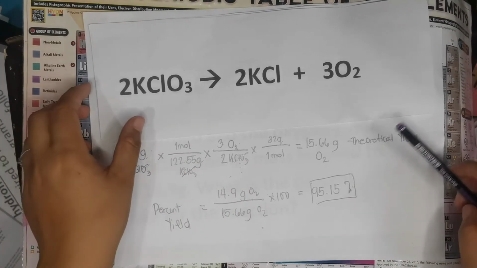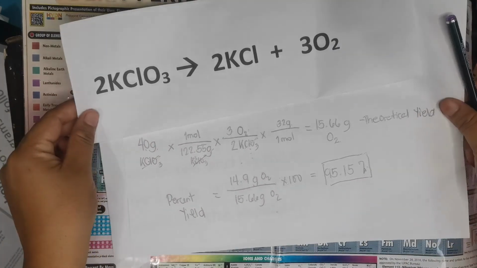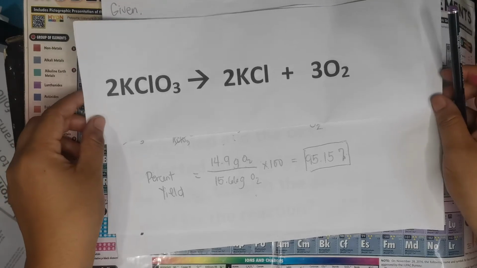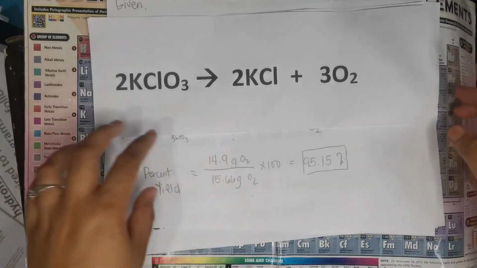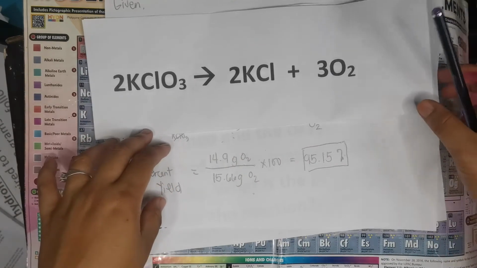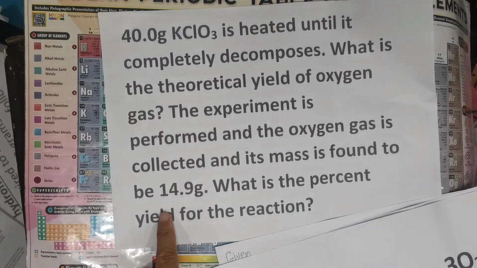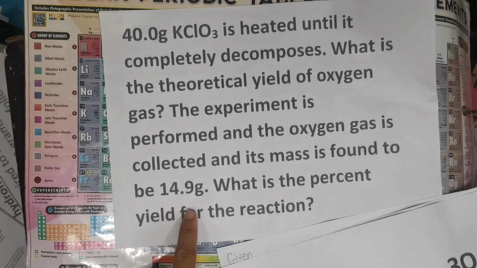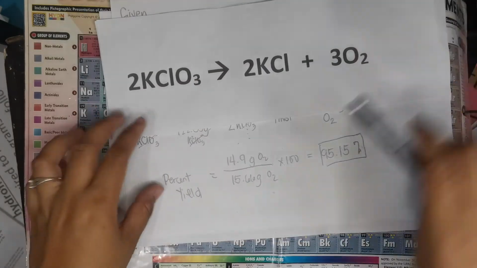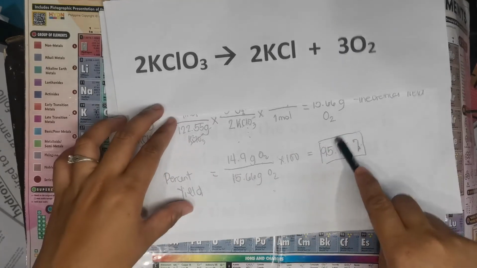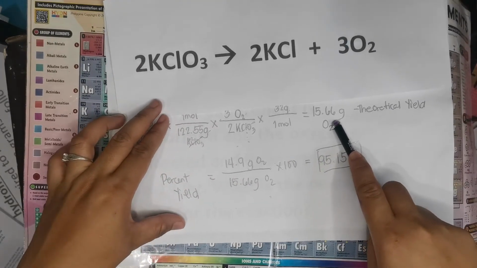Now, next, pwede na tayong mag-proceed sa actual yield. So, sa percent yield. So, ang percent yield natin is percent is equals to actual yield divided by theoretical yield. Si actual yield ay given na from the problem. We have 14.9 grams from its experiment performed. Yun si oxygen gas. Ngayon, si theoretical yield naman yung nakuha nating 15.66 grams.